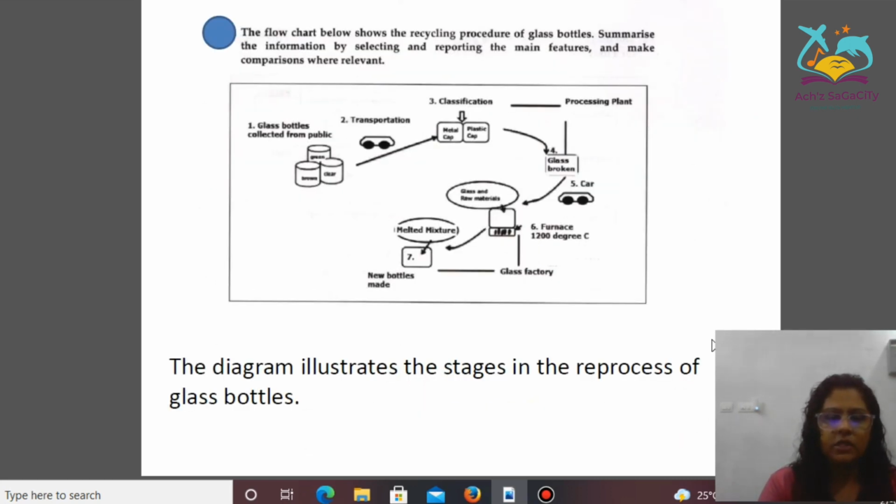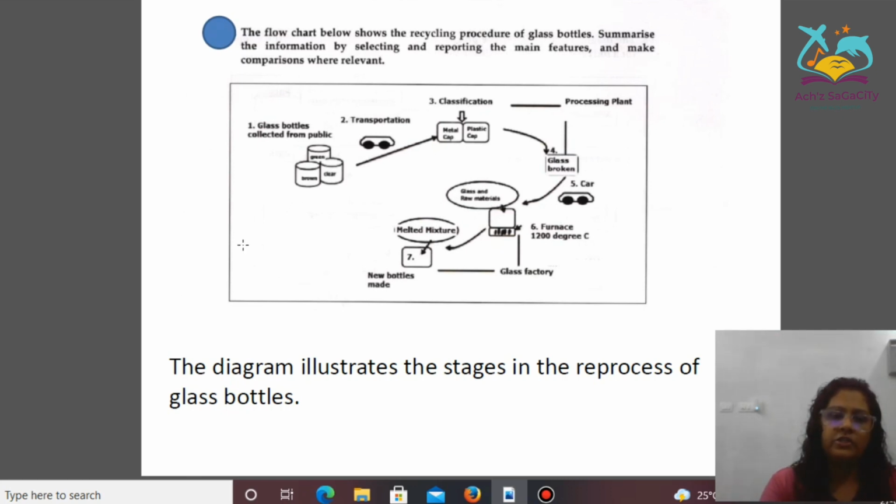Okay. So here you can see the question, the flow chart. Actually, you need to mention it as a diagram because it includes pictures. So you need to write it as diagram. The diagram below shows the recycling procedure of glass bottles. That's about the question. Then the remaining things are your instructions. Summarize the information by selecting and reporting the main features and make comparisons where relevant. That's your instruction. So here, this is the statement which you need to paraphrase.